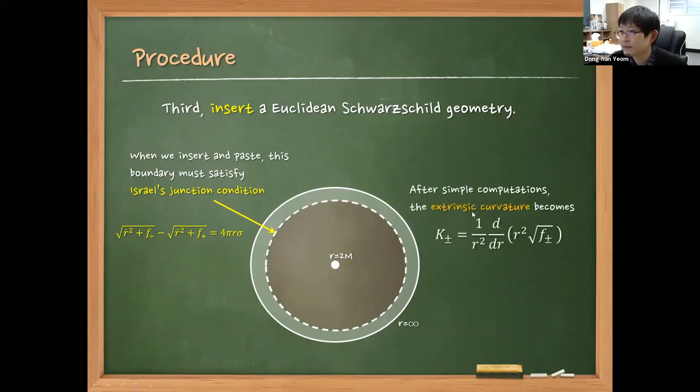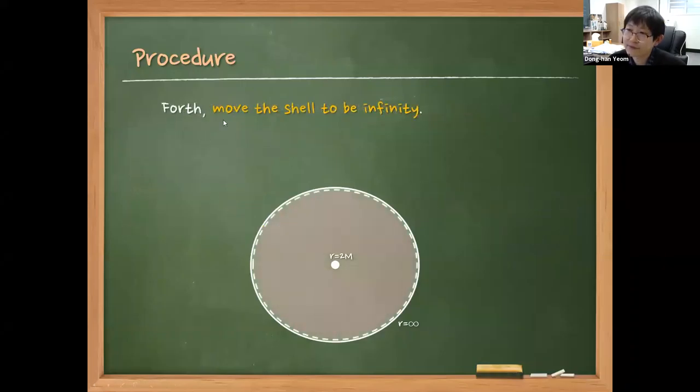And after simple computations, the extrinsic curvature becomes as follows. K plus minus is presented this way. Again, this extrinsic curvature formula you can easily find in textbooks and reference books, so I just wrote it down in this form. And then in the fourth step, move the shell to infinity. Then, of course, as I mentioned, the tension will go to zero. Therefore, you don't need the physical tension, but still you need to satisfy the metric continuity condition. And also you have to think about extrinsic curvatures.